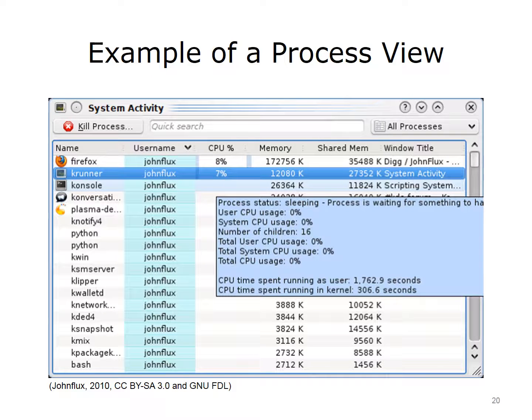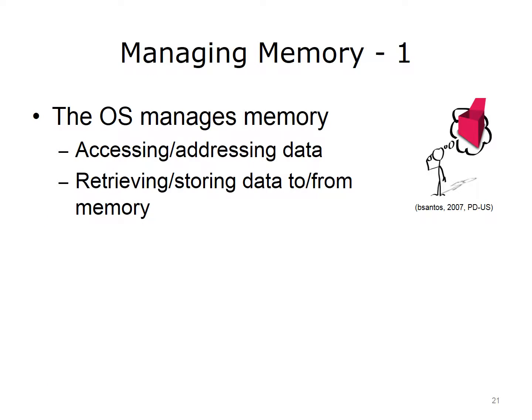This screenshot shows the process viewer in the Linux OS that runs the K-Desktop Environment, or KDE. The process viewer is started by typing the top command at the prompt. The OS manages accessing memory through memory addresses and retrieving or storing data to or from memory.